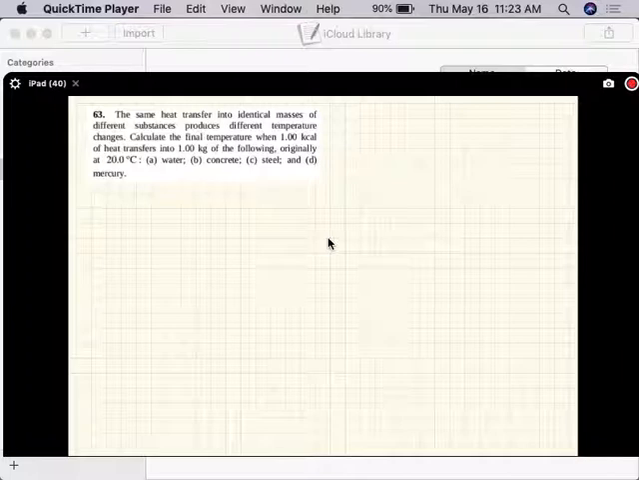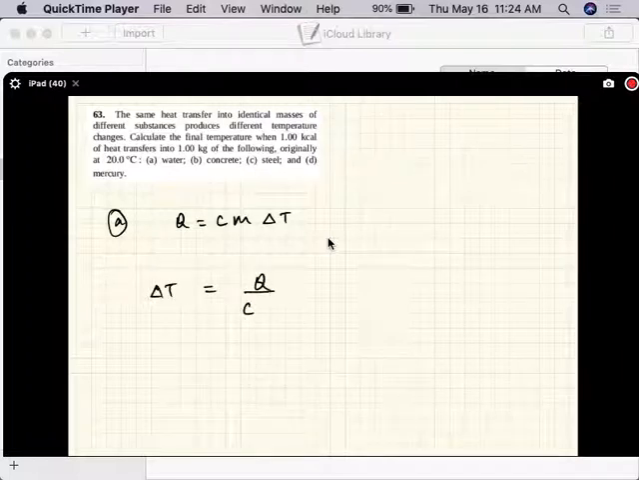So, for A, Q is C times M times delta T. What are we trying to calculate? The change in temperature. So delta T is Q over C M. Let's do this for water. Part A is for water.